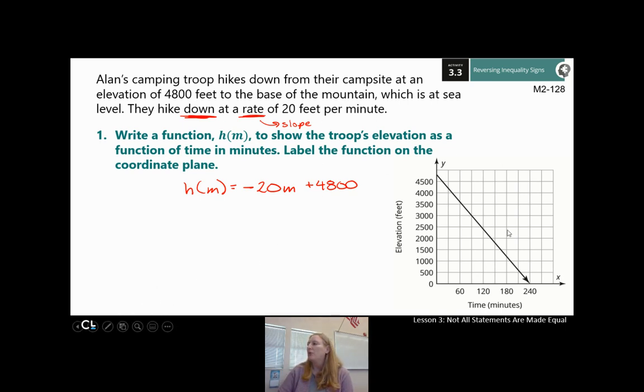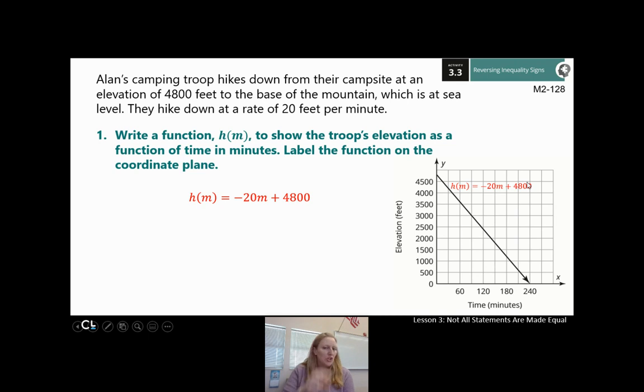Oh, and we're supposed to put it on the graph as well. So hang on. I'm going to erase this because then I'm going to draw the pretty version. There's the pretty one, all typed up, easy to read. And of course, I'm going to go ahead and label it on my graph. So off to the side on your graph in the margins over there, go ahead and label it. So I made it kind of smaller so it would fit on my graph, but I have now labeled my graph. This is h of m equals negative 20m plus 4,800.